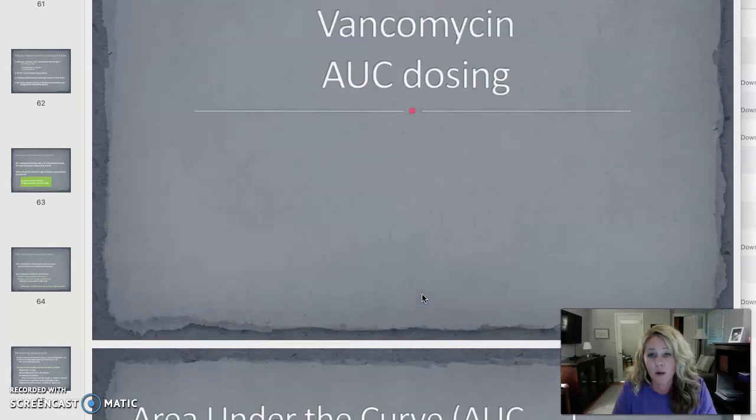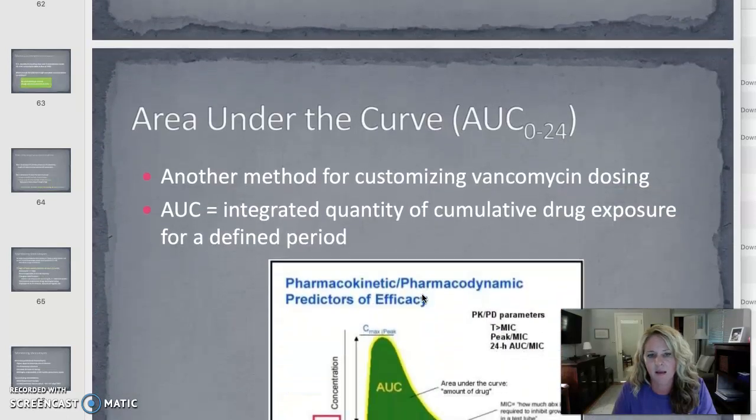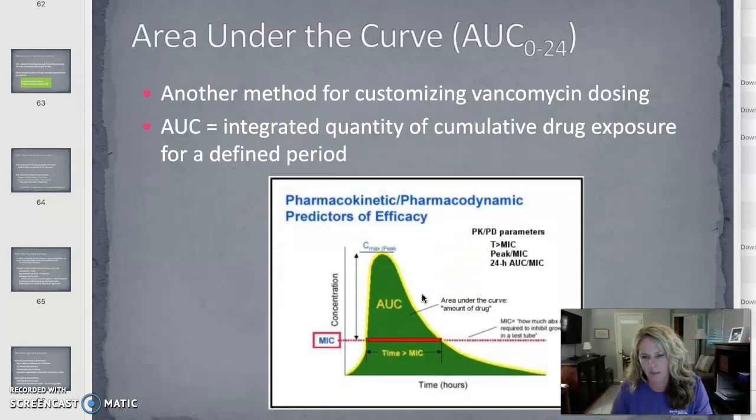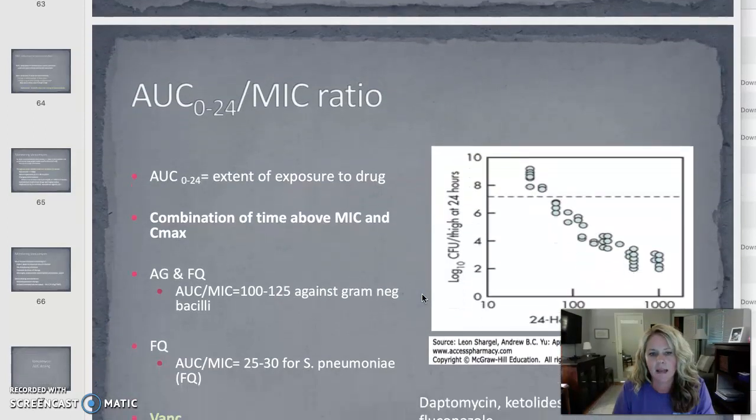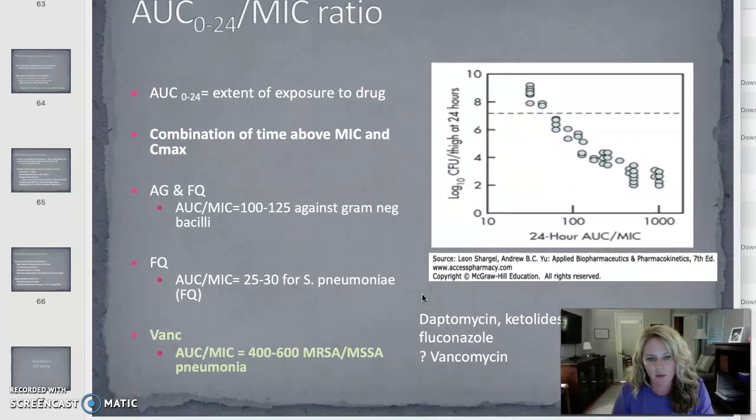We are using AUC dosing now. It's just a little bit different. Basically it's measuring the area under the curve compared to the MIC, which is the minimum inhibitory concentration. So it's kind of a hybrid model of looking at the peak and the area above the MIC. I'm not going to go through this on this recording. You can look through it. You won't have any questions on this, but it will be a good reference for you.